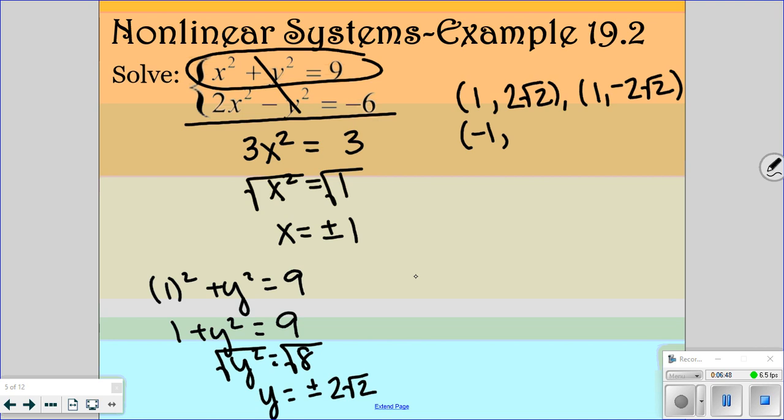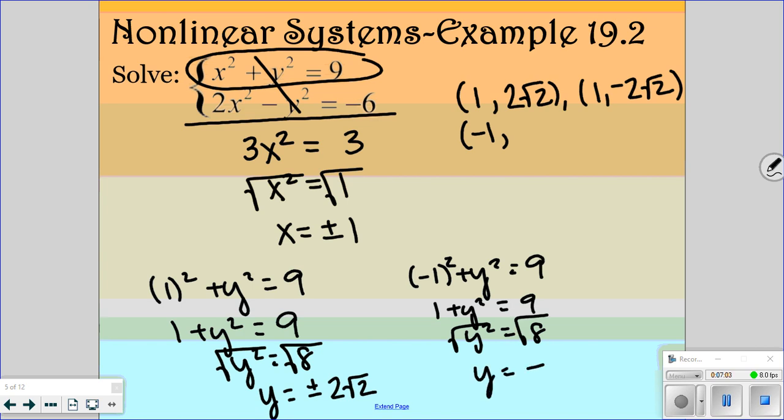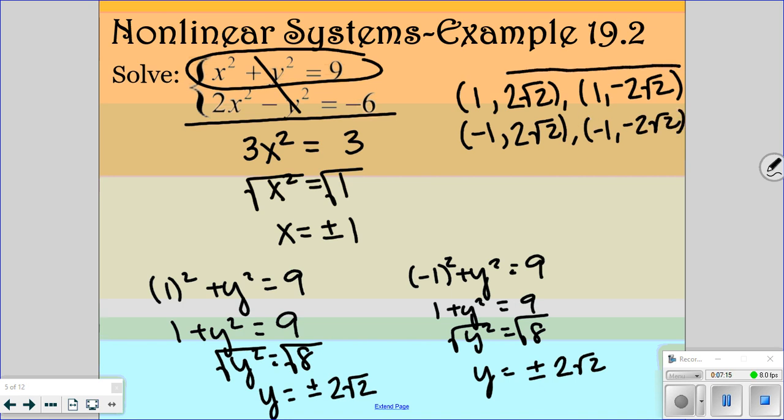When we plug in negative 1, negative 1 squared is 1 plus y squared equals 9. So y squared equals 8. And then if you take the square root, y equals plus or minus 2 square roots of 2. So when we plugged in negative 1, we got a positive 2 square roots of 2, and we got a negative 2 square roots of 2. So we actually end up with 4 answers on this one.